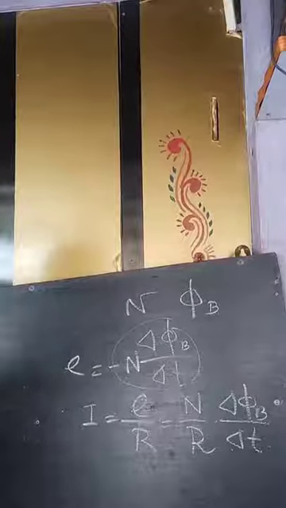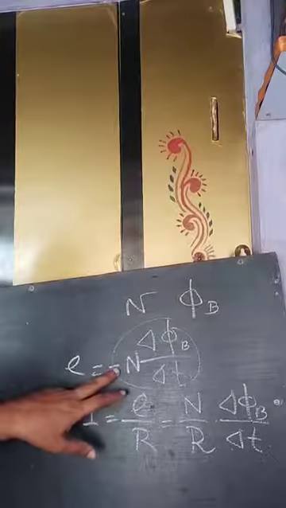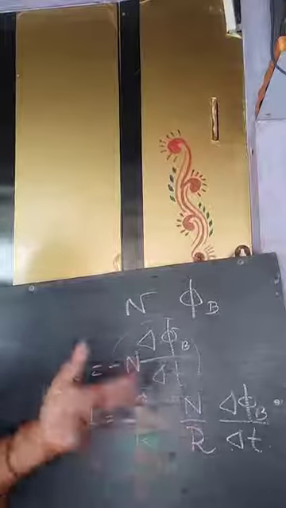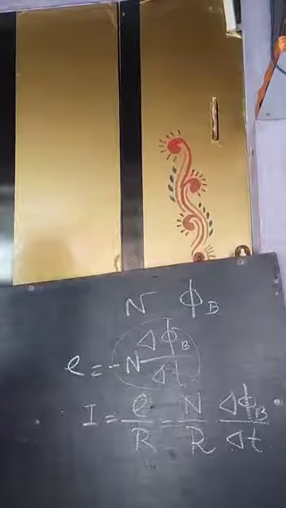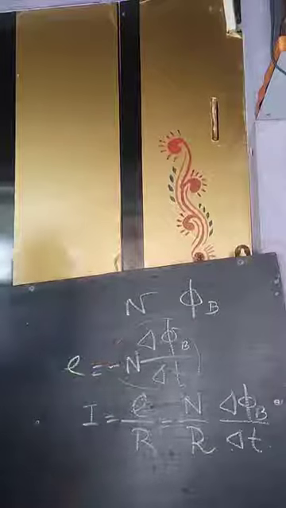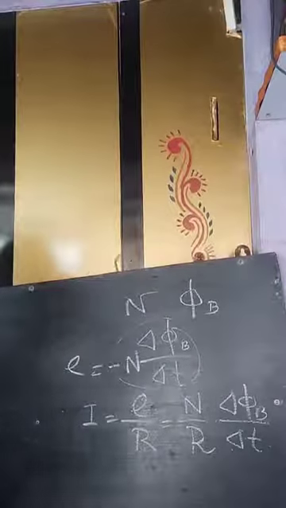Now you may ask, ma'am, you have written a minus sign before, so why is there no minus here? According to Faraday's law, we derived Lenz's law, that the induced EMF wants to reduce the change which is producing it. So the negative sign was there, but for the calculation of the current we always take the mod value. So therefore I have not written the minus. Hopefully it is clear to all.